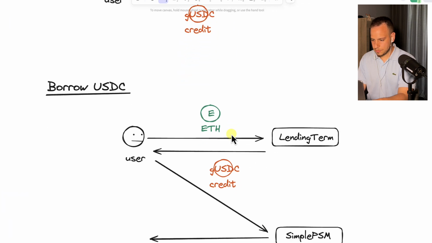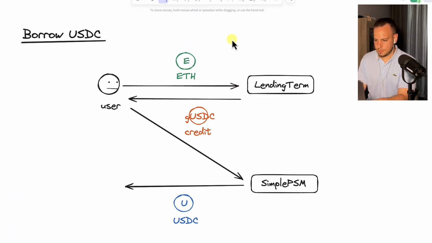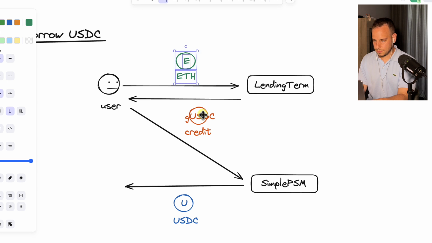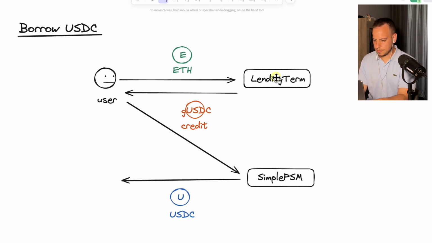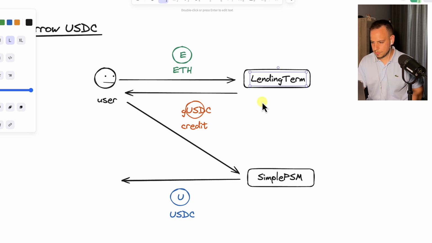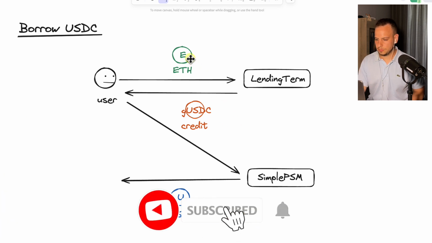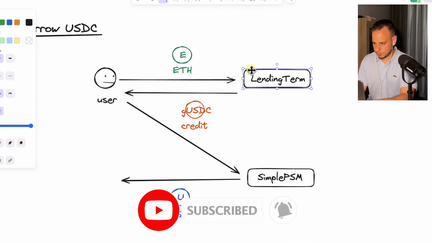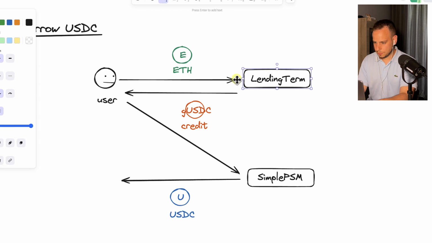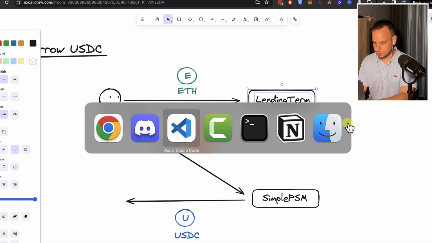Next is the borrow side. How would you borrow USDC? A person that wants to borrow USDC will first have to deposit collateral into a lending term. The parameters on how much collateral you need to deposit in order to borrow a certain amount of GUSDC are set by the governance, and it is fixed inside the lending term.